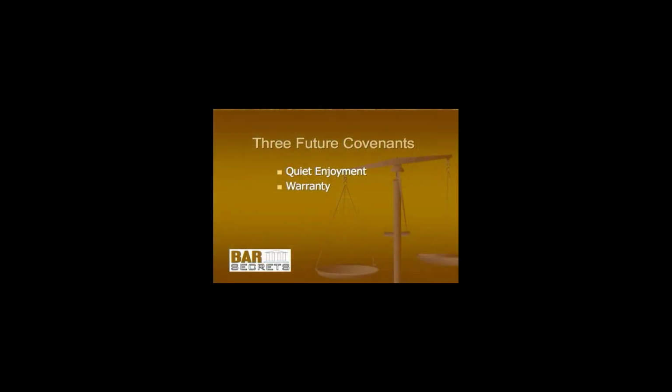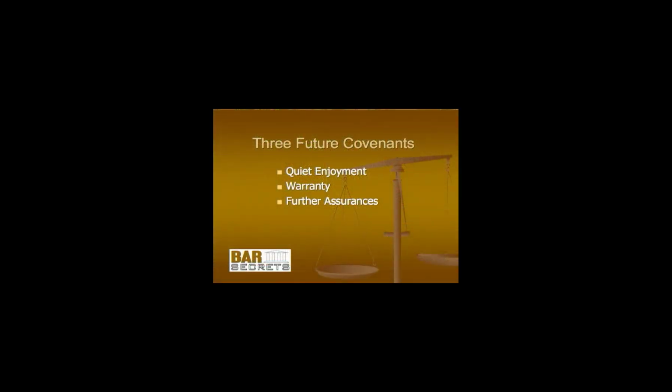Now, under the 5th covenant, the 2nd future covenant, it's just basically called the covenant of warranty. And essentially what that means is the seller will defend against all claims of title. And finally, under the last covenant, that of future assurances, this covenant says the seller will do what's necessary to perfect title. Essentially then, under a general warranty deed, the seller is going to defend and indemnify the buyer if there are defects.